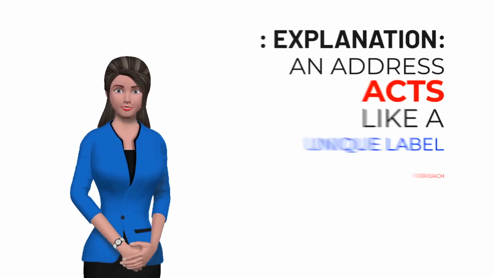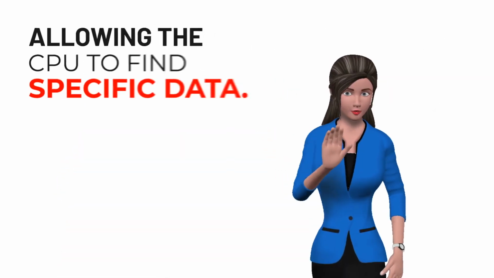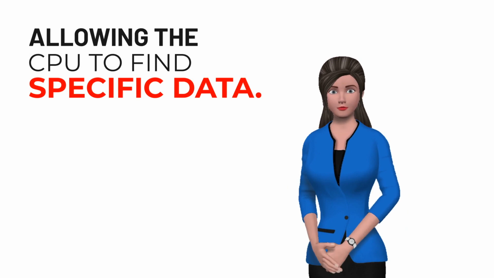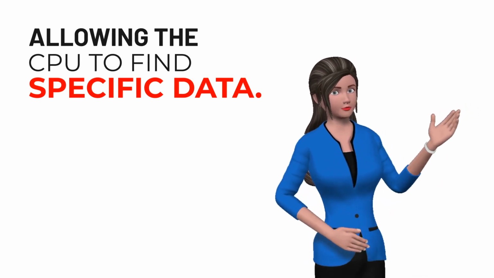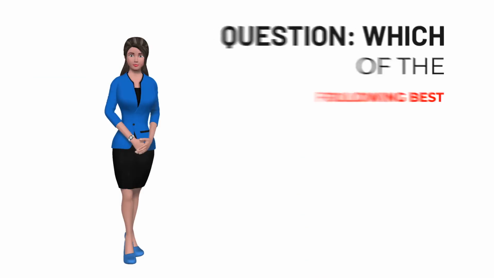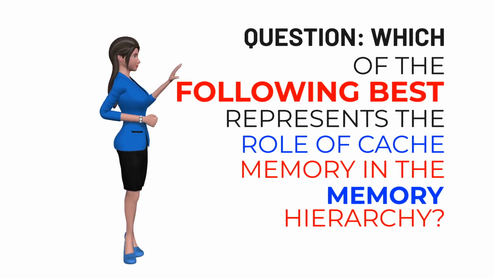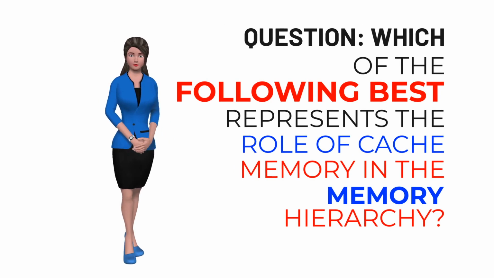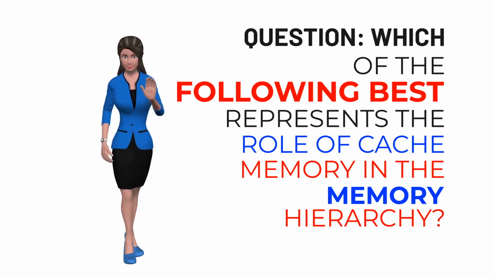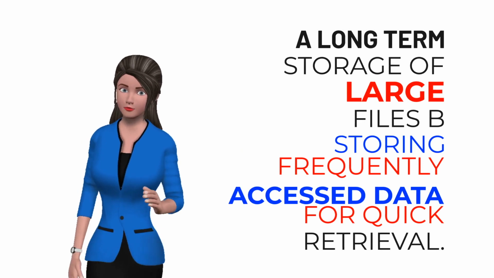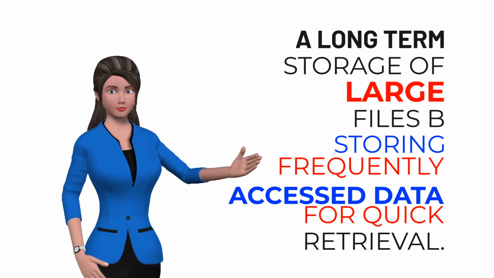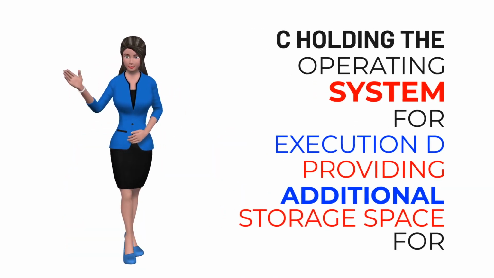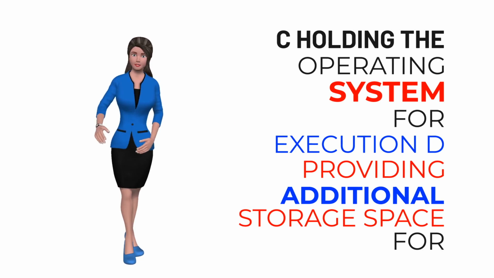Question. Which of the following best represents the role of cache memory in the memory hierarchy? A. Long-term storage of large files. B. Storing frequently accessed data for quick retrieval. C. Holding the operating system for execution. D. Providing additional storage space for RAM. The correct option is B. Explanation. Cache memory stores frequently used data for faster access by the CPU, reducing the need to access slower main memory, RAM.